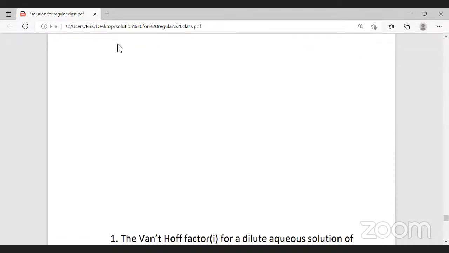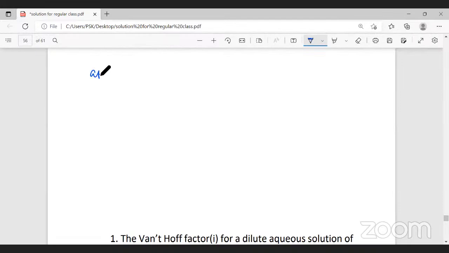For a solute which undergoes association, we calculate the degree of association, not the Van 't Hoff factor. The degree of association is represented by the letter alpha. It's given by the formula alpha equals I minus 1 divided by n minus 1. What is I? I is called the Van 't Hoff factor, and n is the number of particles. So this is the formula to calculate the degree of association.